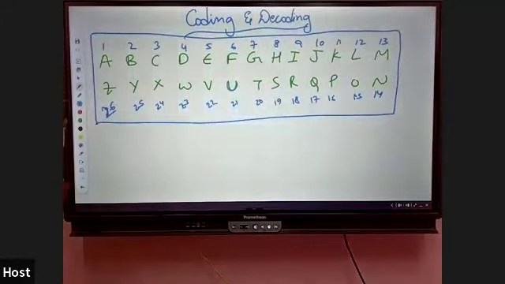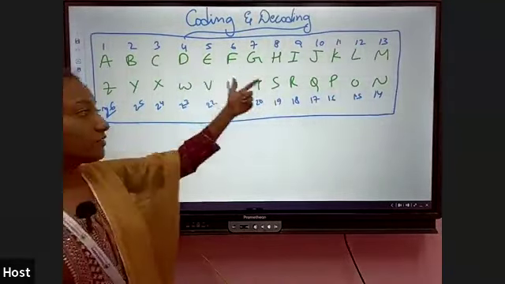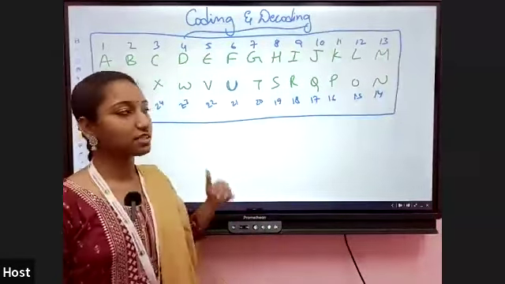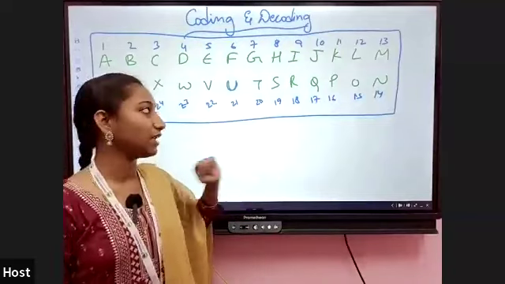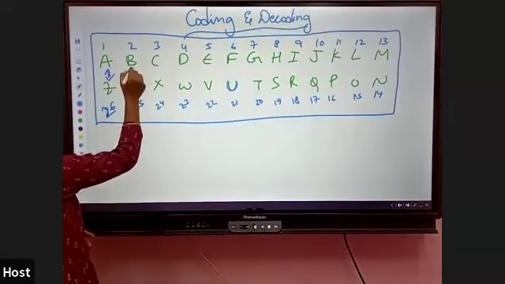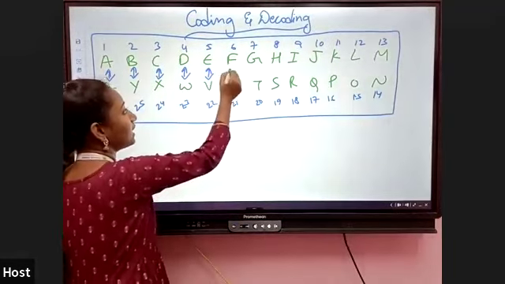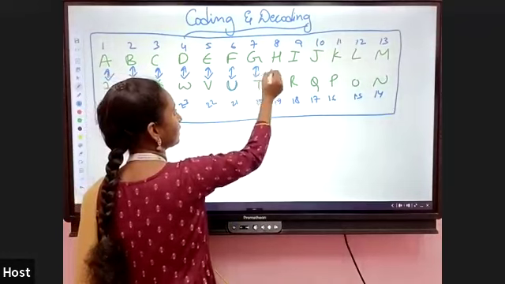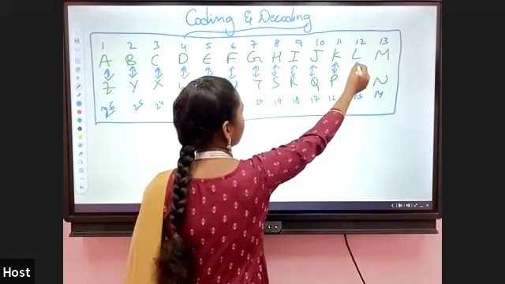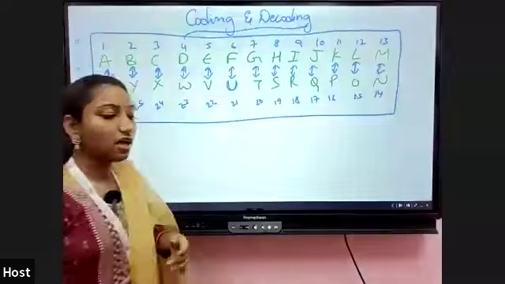Now opposite letters. What are opposite letters? For A the opposite is Z, for B Y, for M the opposite letter is N, for N the opposite letter is M, for L the opposite letter is O, for O the opposite letter is L. So these are the opposite letters. B opposite to Y, C opposite to X, D W, E V, F U, G T, H S, I R, J Q, K P, L O, M N. So these are the opposite letters.